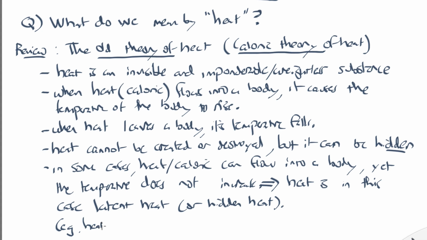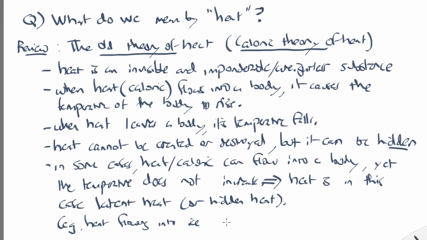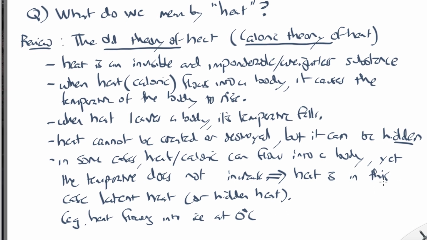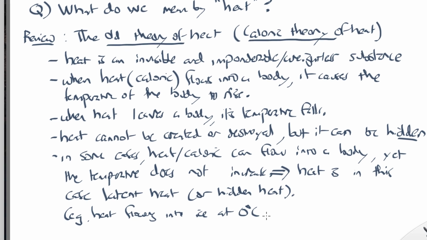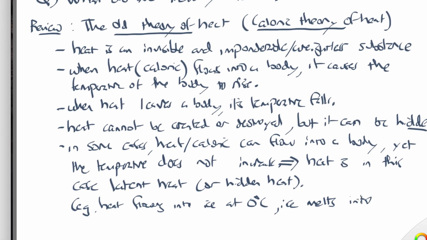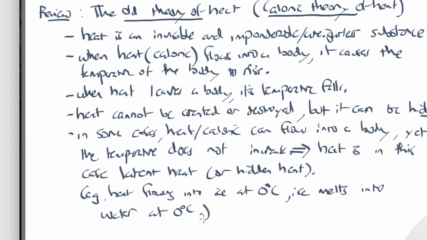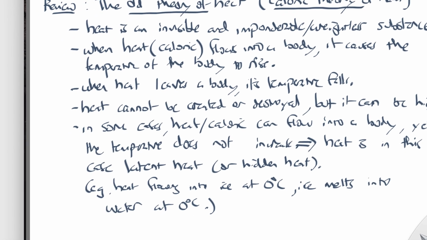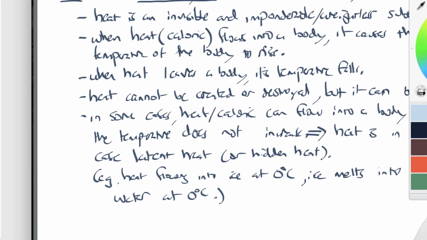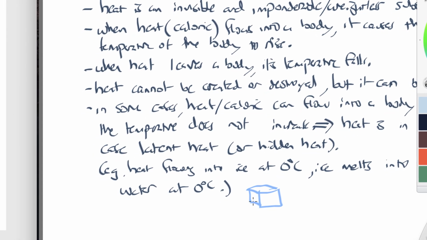So, for example, when you have heat flowing into ice, what happens if you have ice at 0 degrees Celsius? The heat flows into it. Does the temperature of the ice rise? Well, no. What happens is the ice melts into water, but the water is at 0 degrees Celsius. So you have heat flowing into something, and it causes a change in phase. The ice goes into water, but the temperature of the water is the same as the temperature of the ice, which had been at 0 degrees Celsius.